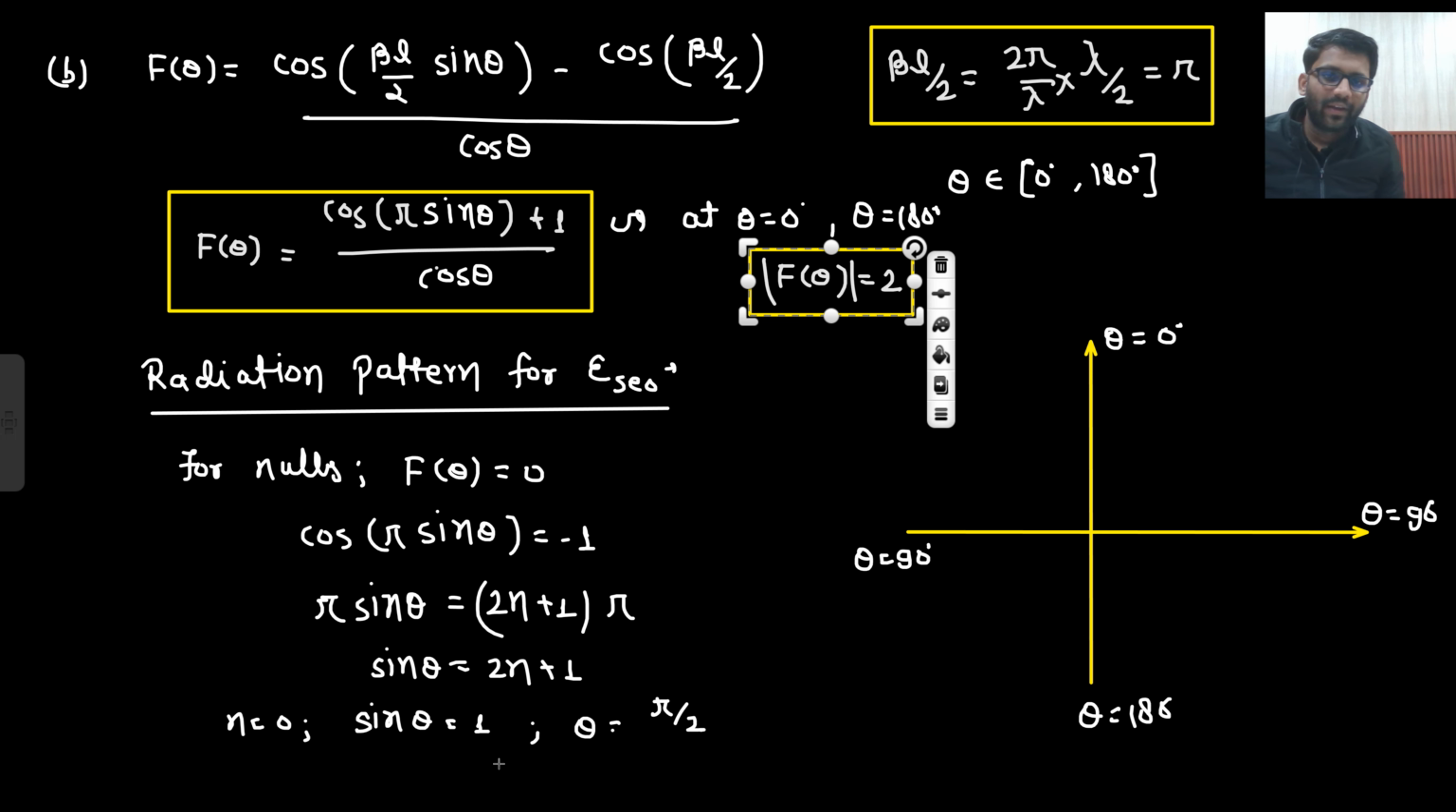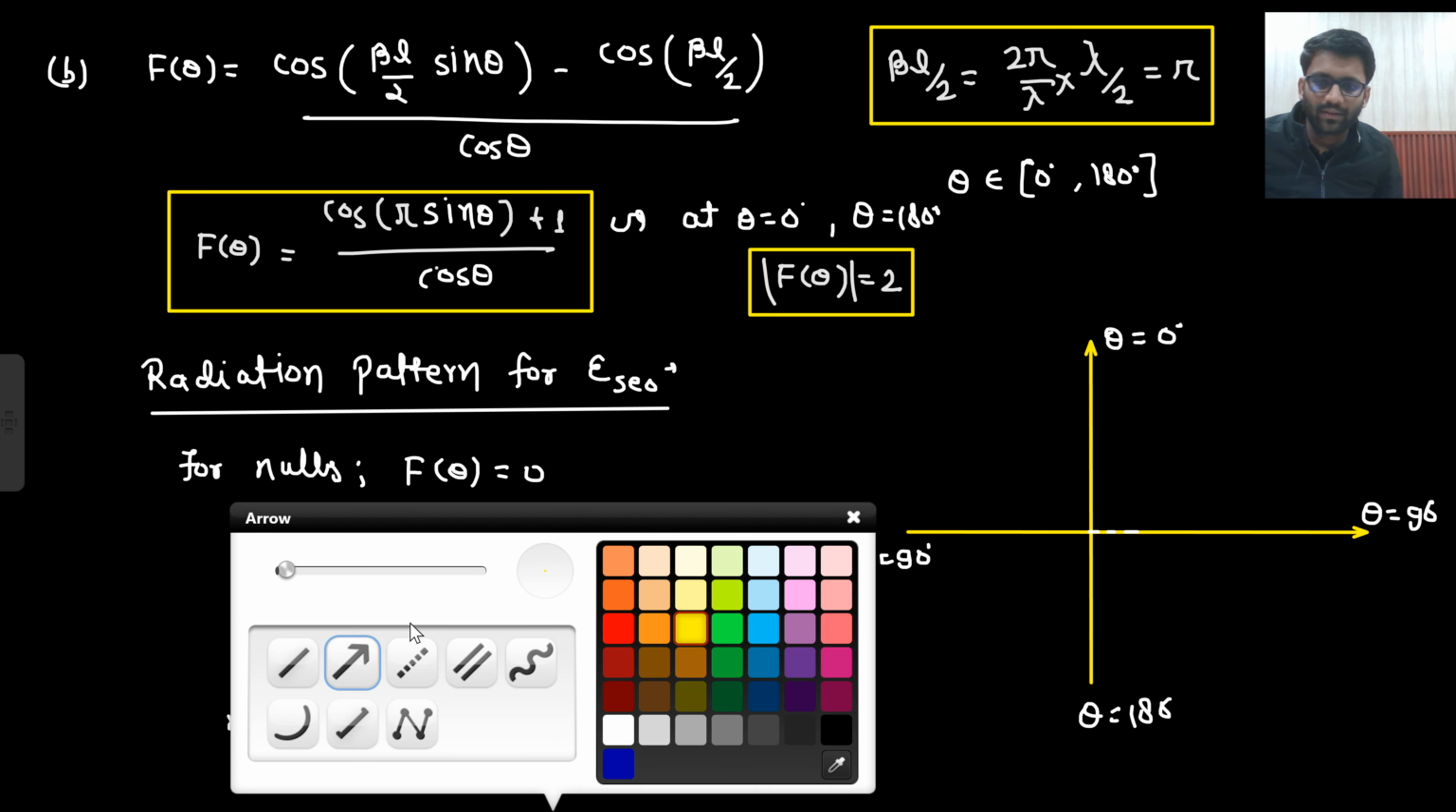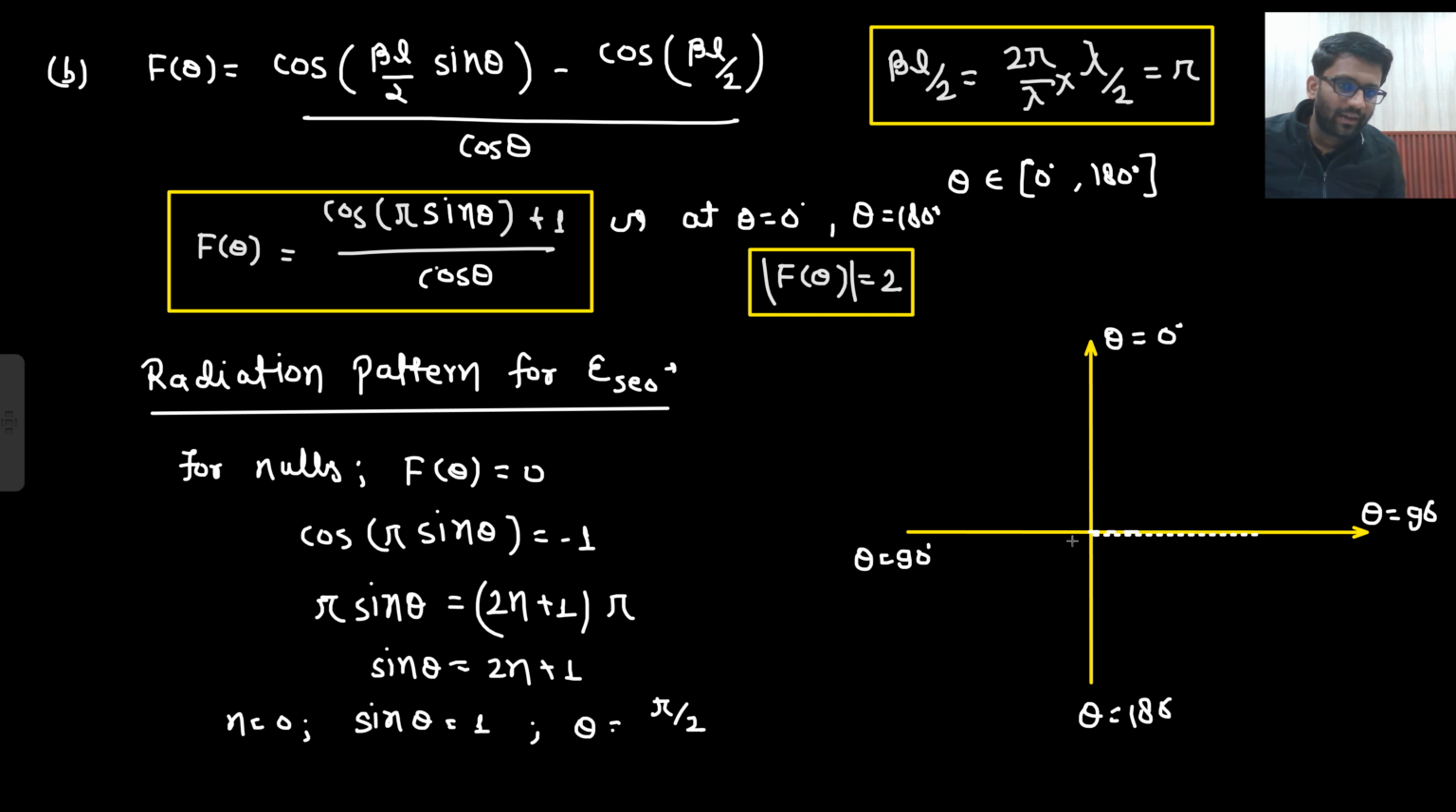Right? And one thing also you will get to know is that this is the position of null, and this is also a position of null. So between two nulls, what do you get? A maxima. And same goes here as well. Between two nulls, you will get a maxima. Right? So this is how the radiation pattern will look like.